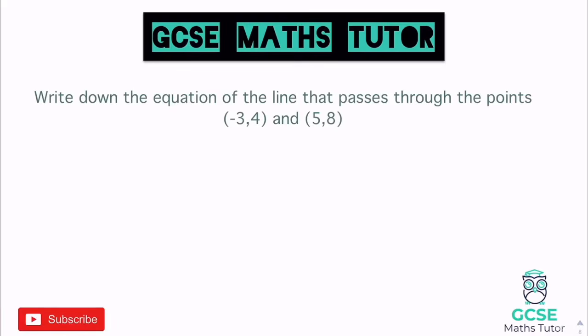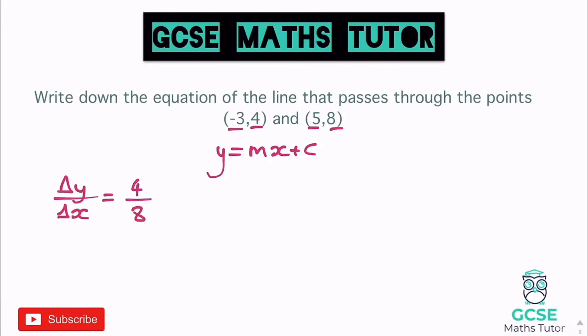Okay, so a slightly harder question here, and you'll see why when we work this one out. So we've got y equals mx plus c, and we're going to work out the equation of the line between these 2 points. So the change in y over the change in x, let's see what we get. From 4 to 8 is positive 4, and from negative 3 to 5 is a movement of positive 8, so it's 4 over 8.